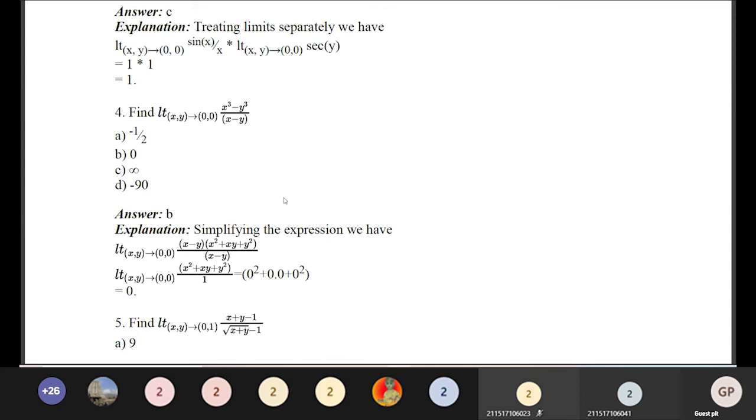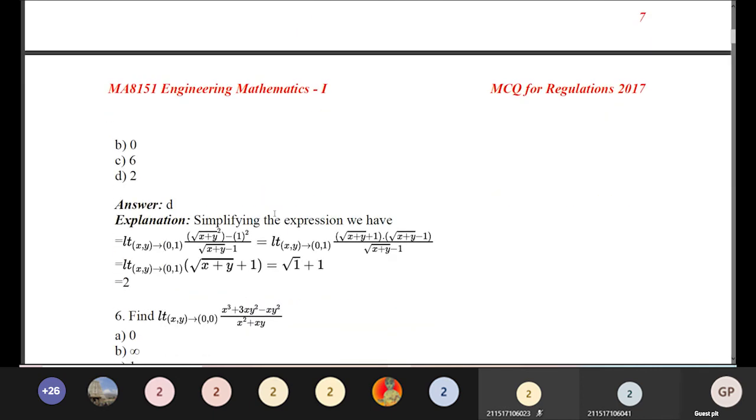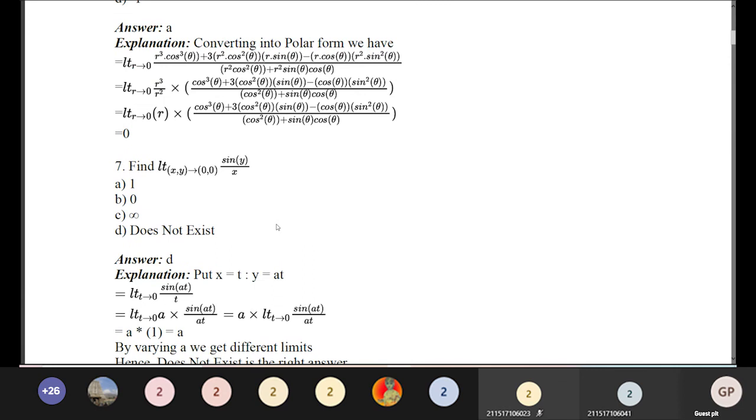Now the fourth problem, similar problem, but the numerator can be in the form of a cube minus b cube. That can be written as a minus b into a square plus ab plus b square. So the denominator will be cancelled. Both the terms tend to 0. The answer is 0. Next problem, you can multiply and divide by the conjugate. So you have root x plus y plus 1. That is 2. The answer is 2. So take the limit problems like this.